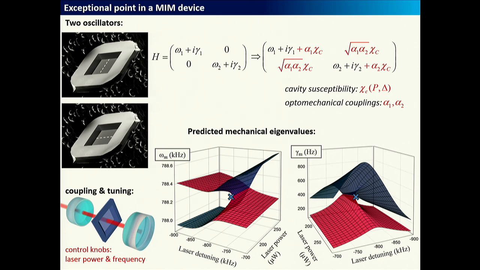Basically, laser detuning is playing the role of, if you like, the real part of our control parameter, and laser power is the imaginary part. It's not a perfectly linear mapping. It's a nonlinear mapping, but it spans the same space.